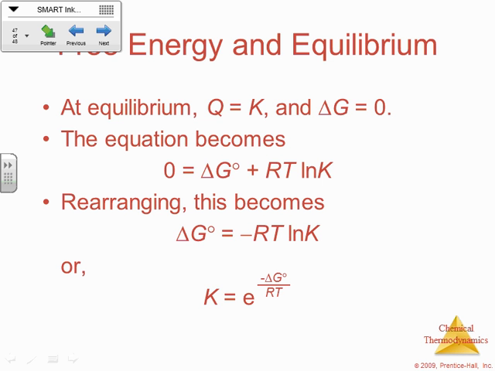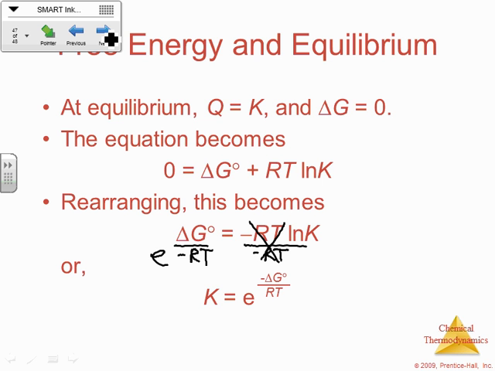And then if you don't like having that natural log expression in there, you can rearrange that. You can exponentiate both sides, right? You'd have to divide both sides by the negative RT first. Get rid of this on this side, then you've got natural log of K. Then you raise e to both sides. e to the natural log of K is just K. And then you have e to the power of negative delta G over RT.